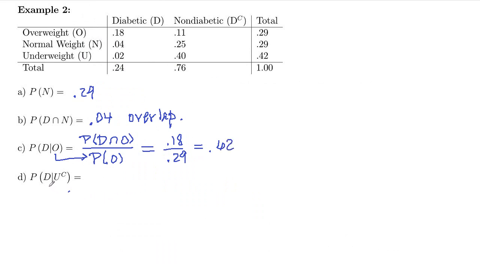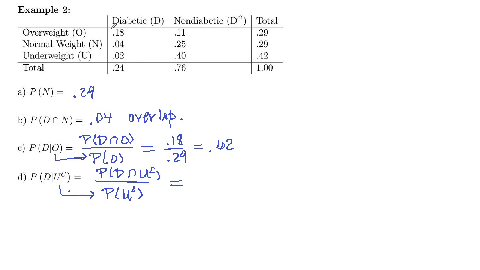And then probability of D given U complement, so that's diabetic given that they're not underweight. So again, the given condition is our denominator, so probability they're not underweight. And then in the numerator, it's the intersection. So probability they're diabetic and not underweight. So diabetic and not underweight.